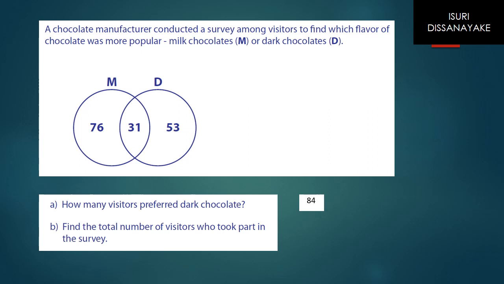Find the total number of visitors who took part in the survey. So total number of visitors, that is 76, 31 and 53. So all these are the visitors who took part in the survey. So you have to get the summation 76 plus 31 plus 53, which adds up to 160 visitors who took part in this survey.